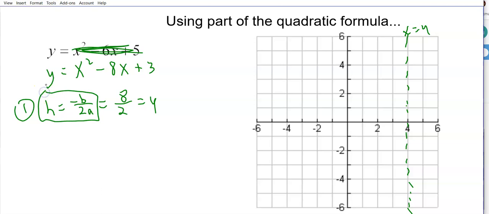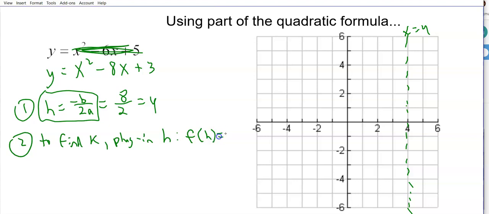Again, step one is plug into the formula. Step two, I'm going to say in words, to find k, plug in h. So in other words, f of h is going to equal k. That's symbolically what's going to happen. That's k, and that's h.